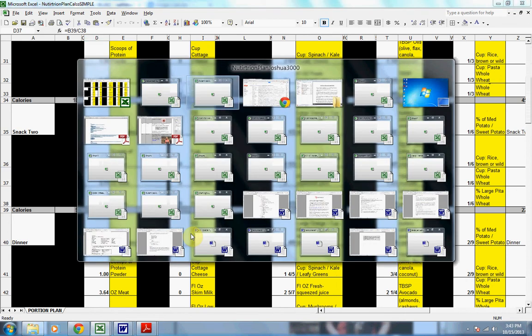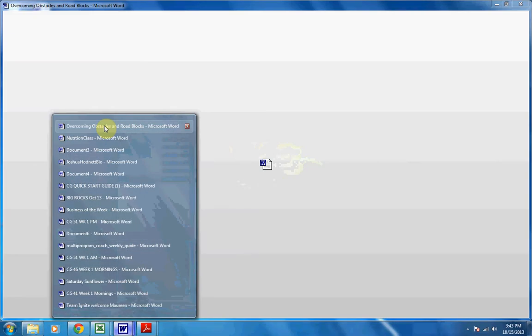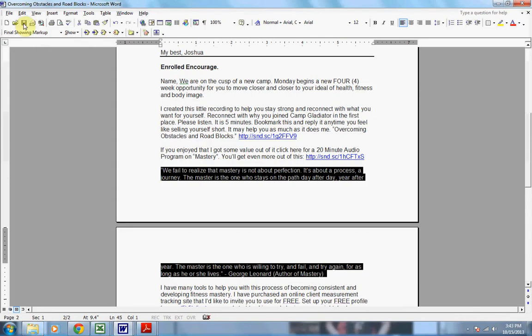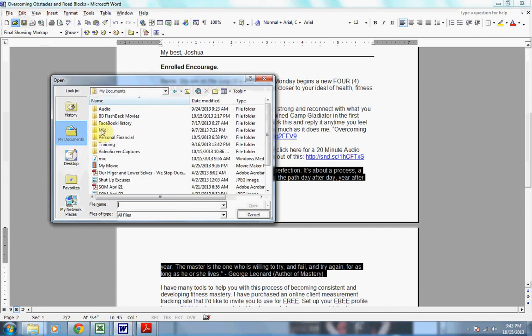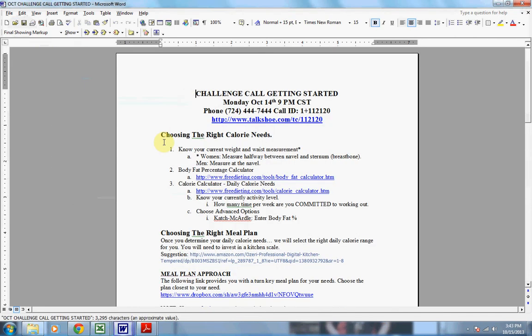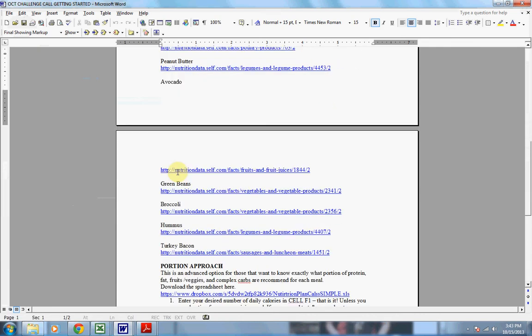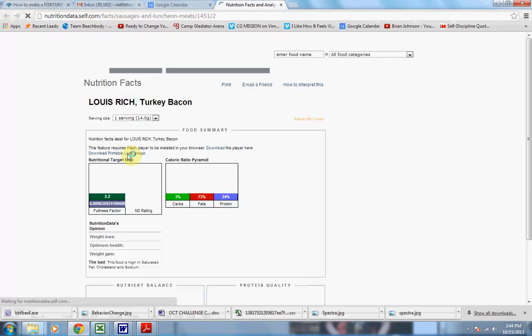Let me find that document. Bear with me one second. Okay. All right, so I'm going to read a nutrition label here real quick. We're going to go to turkey bacon.